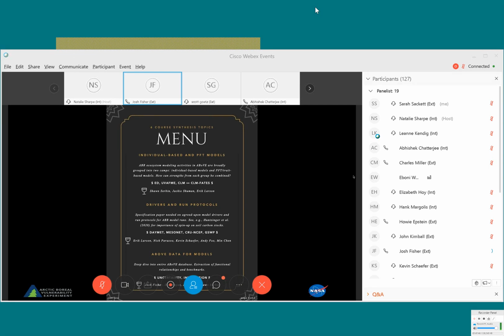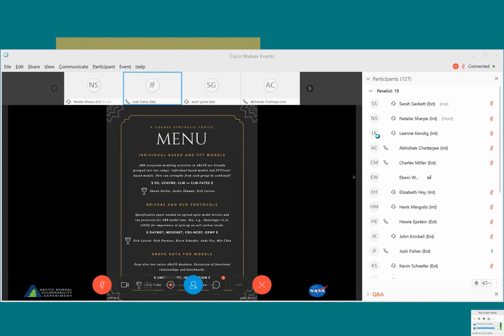There's a lot of different types of weather data, for example, which I mentioned, like DayMet and other products, for GSWP. I think a lot of the CLM folks have shown that you can get really terrible results with ILAMB benchmarks when you use one data set versus another. So it's important to really understand and track that. And so folks like Eric Larson, Nick Parazoo, Kevin Schaefer, Andy Fox, and Chen are interested in that menu item.